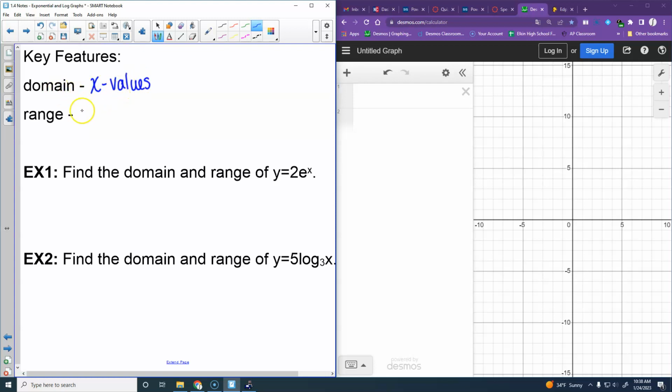So, domain is your x values. Range, what's that going to be? Y values.